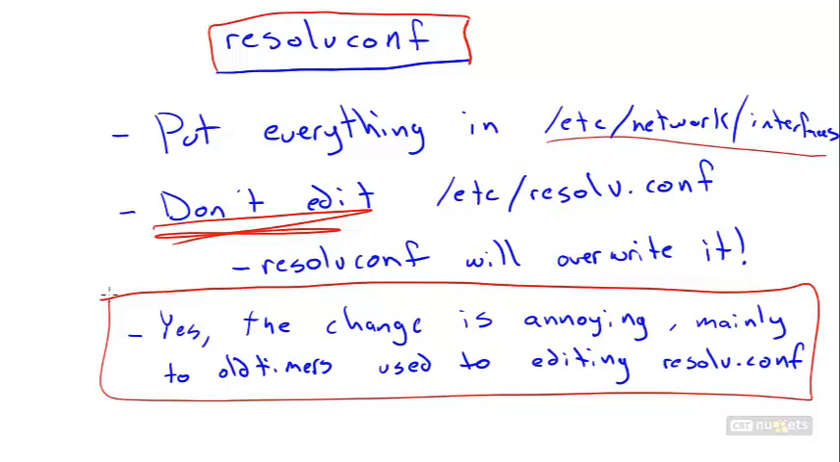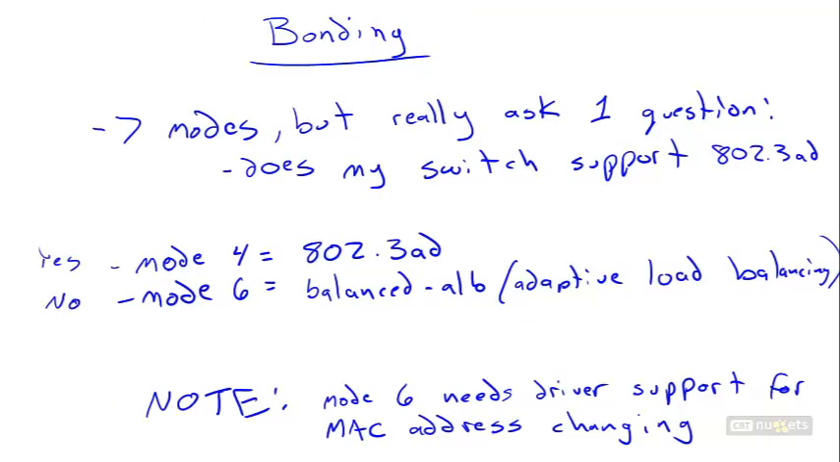Anyway, let's get to bonding, because bonding's really cool, and a lot of people don't do it just because they don't know that it's as simple as it is to configure, and they just have a wasted Ethernet port on their server, and that's just so sad. So, bonding. There are actually 7 bonding modes in Linux, which I know just sounds crazy. How do you know which mode to use? But really you need to ask yourself one question.